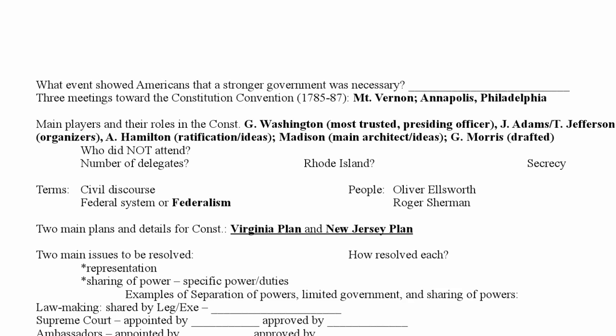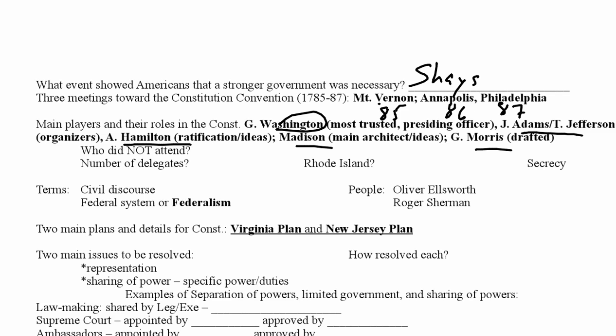What event showed Americans that a stronger government was necessary? You probably did some work on this, and you remember it's Shays' Rebellion. 3 meetings you need to know about: Mount Vernon in 85, Annapolis in 86, and 1787 in Philadelphia. Main roles: know about Washington, Adams, and Jefferson, Hamilton, of course, Madison, and Morris, and why.